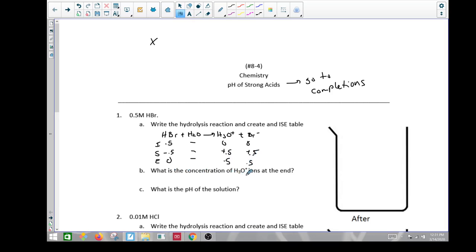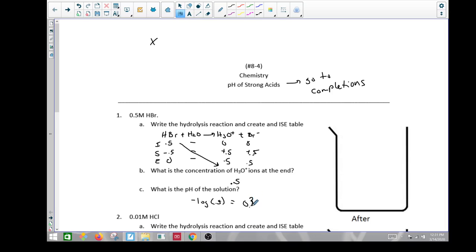What's the concentration of H plus ions? Well, it's 0.5. So eventually we'll make the analogy that this is just going to be the same every single time. 0.5. Negative log of 0.5, and that equals 0.3.